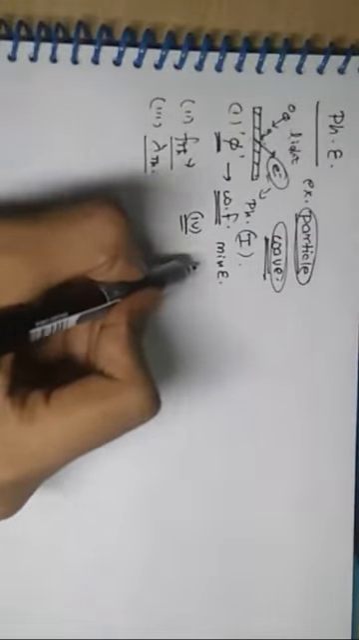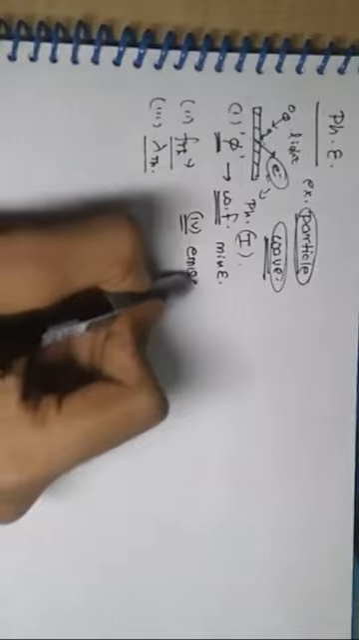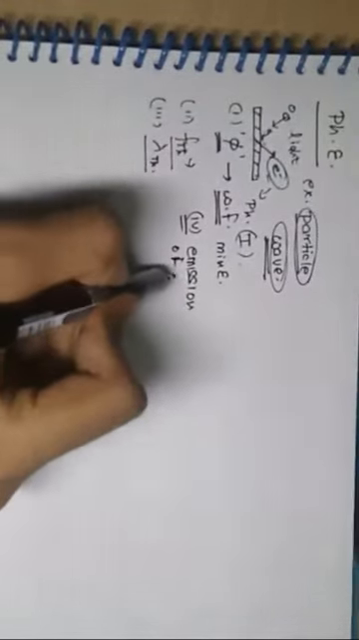So again, the photoelectric effect is the emission of electrons from a metal surface.